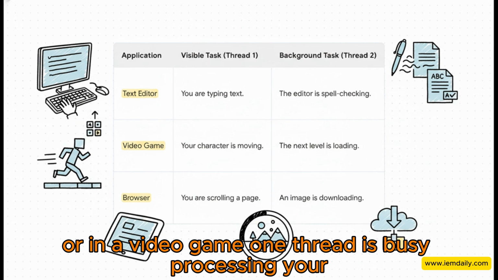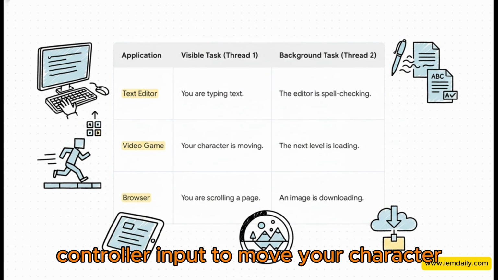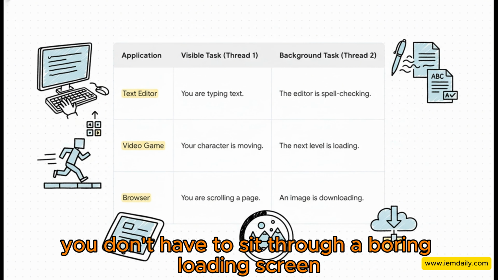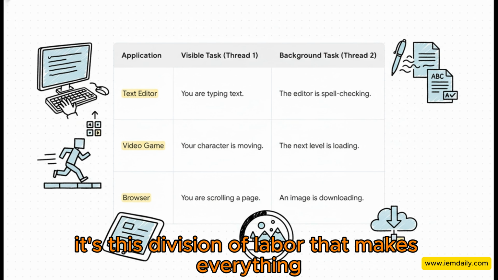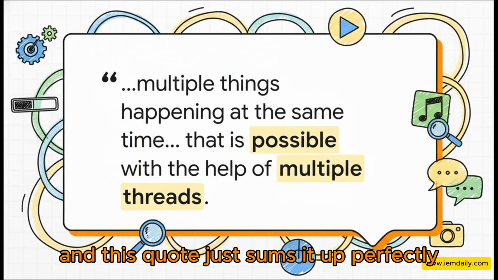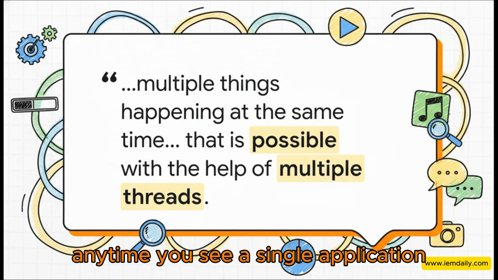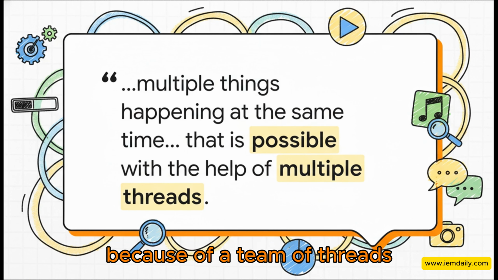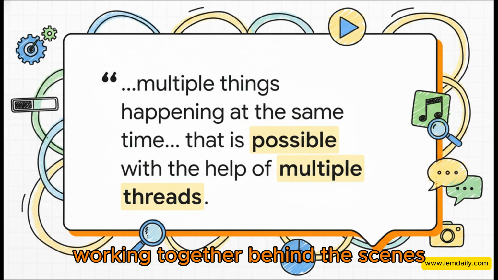Or in a video game, one thread is busy processing your controller input to move your character, while another one is already loading the next level so you don't have to sit through a boring loading screen. It's this division of labor that makes everything feel so seamless. And this quote just sums it up perfectly. Anytime you see a single application doing multiple things at once, you can bet that it's all possible because of a team of threads working together behind the scenes.